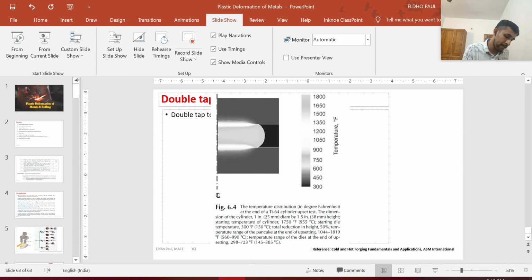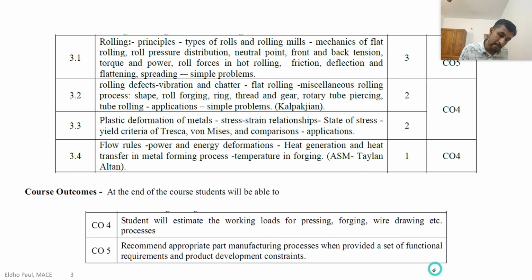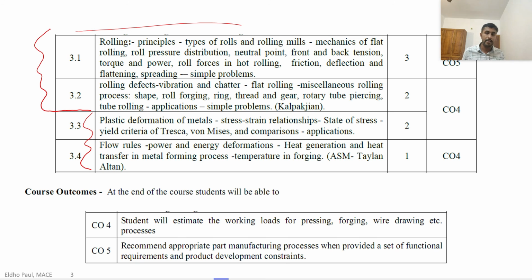So in this metal forming, I explained plastic deformation, stress-strain relationship, yield criteria, flow rule, power and energy of deformation, heat generation, temperature and forging. And in the next class we will discuss the rolling process, which is another type of metal or plastic deformation process.